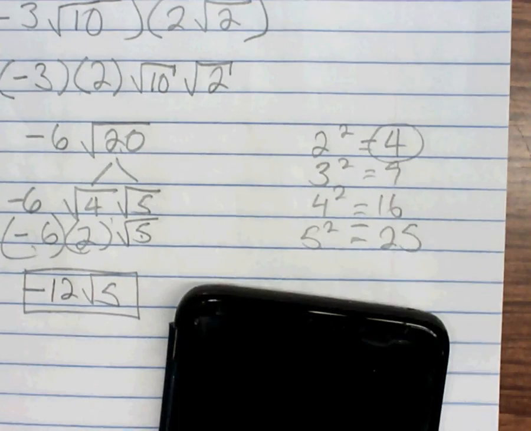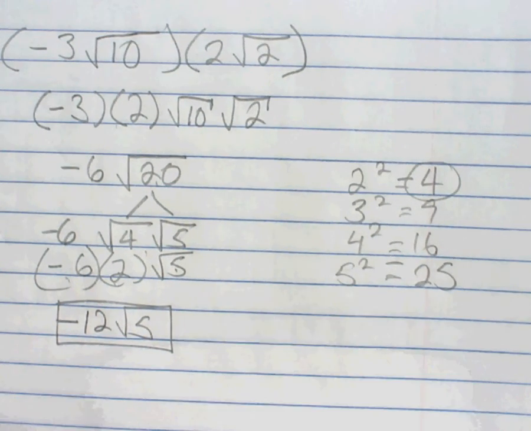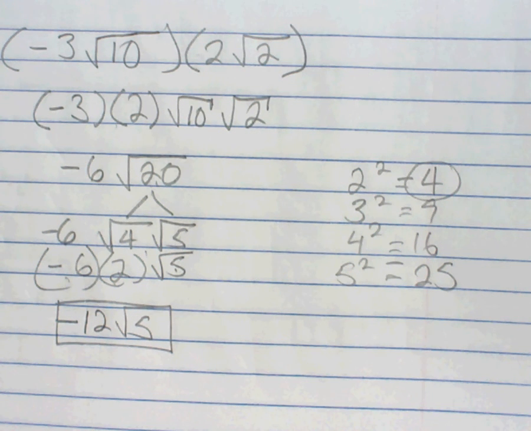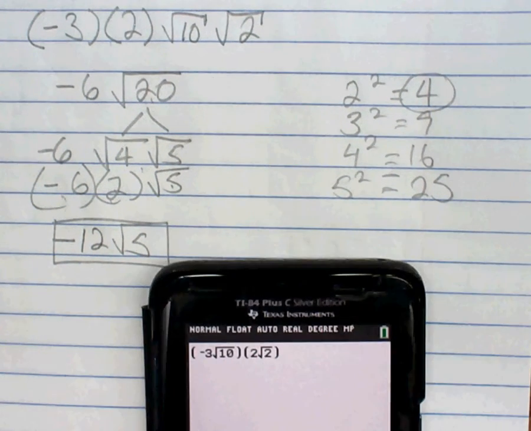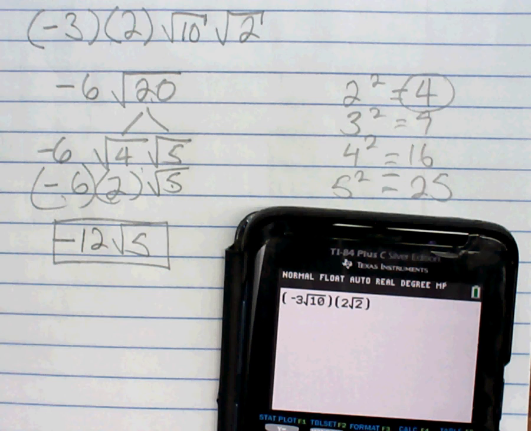I want to verify my work. So I'm going to plug in my calculator. I'm going to say in parentheses, -3, the square root of 10, times the quantity, 2, times the square root of 2. Right? So, I'm sorry, I didn't have it on the screen. You see that? Now I'm going to hit enter.